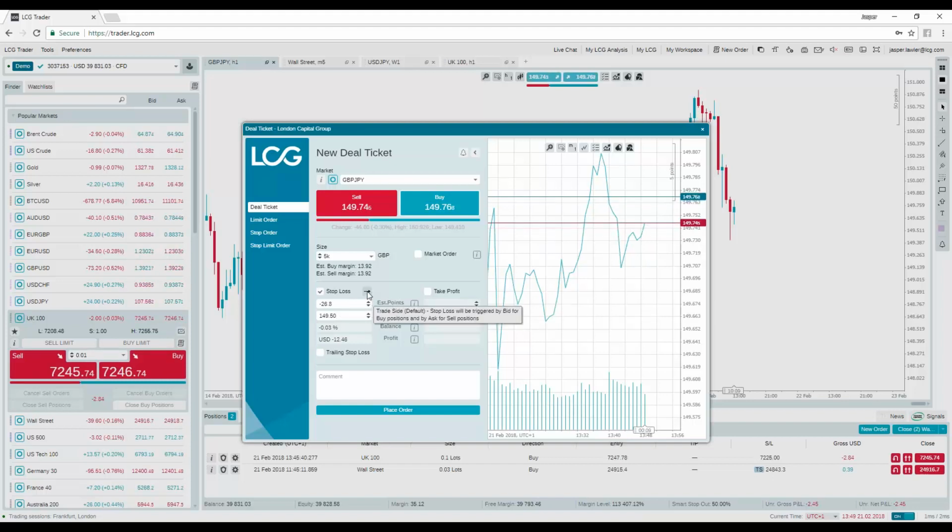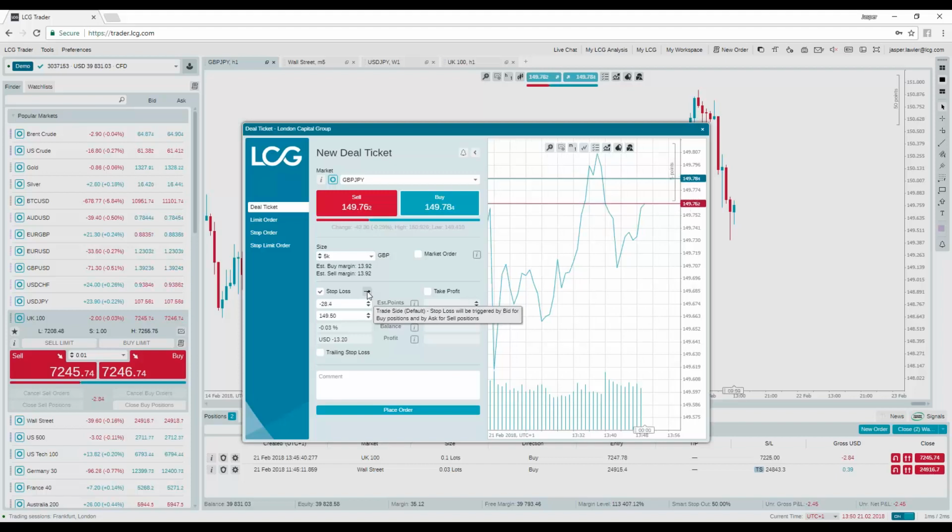This is one of the most common reasons that people call in: hey, I got stopped out of my trade, but I'm looking at the chart and it never got there. Well, the point is that the chart is based on the bid price. So depending on whether it's a sell or a buy order, that your stop loss is. Obviously if you're buying, your stop loss is going to be a sell.